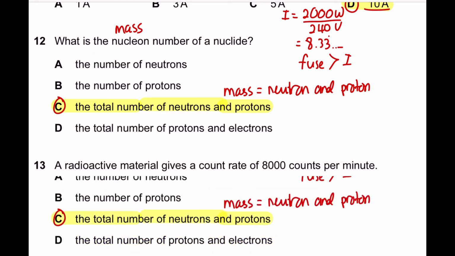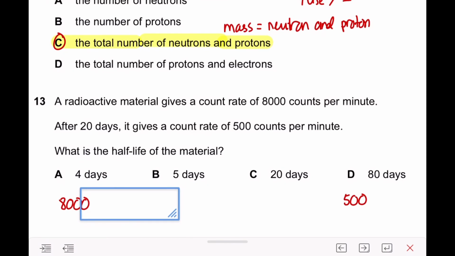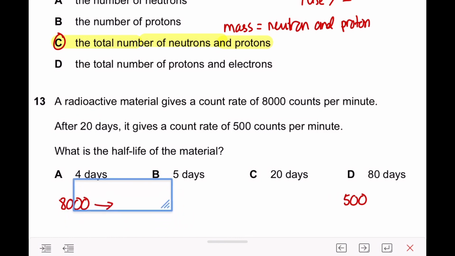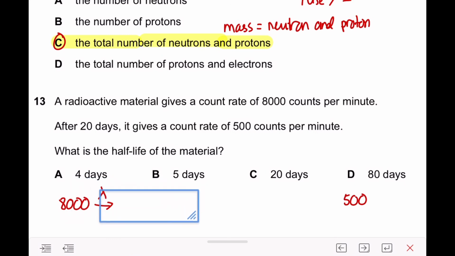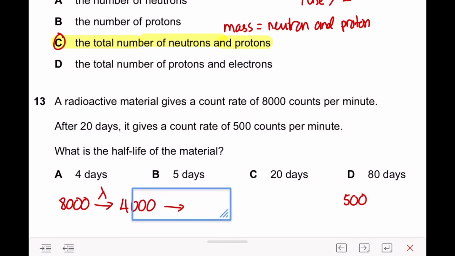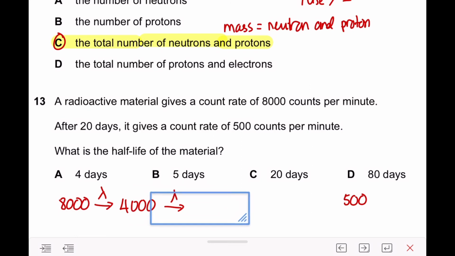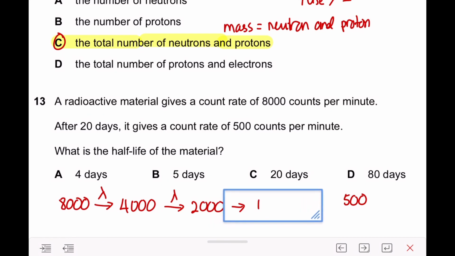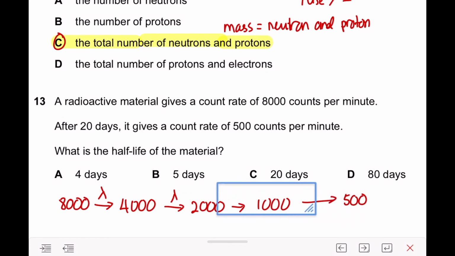So we know that when a radioactive material undergoes a half-life, the count will be divided by 2, or halved in a sense. So this 8,000, when it undergoes a half-life, will be reduced to 4,000. And then when it undergoes another half-life, it'll go to 2,000 and so on until it reaches the number 500.